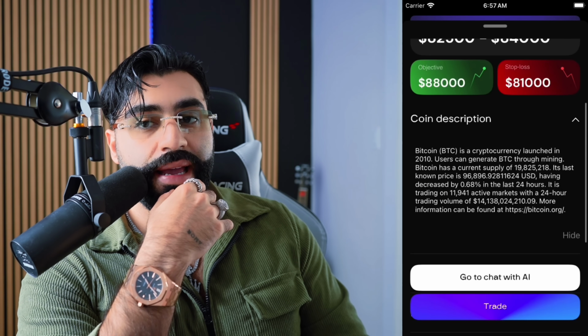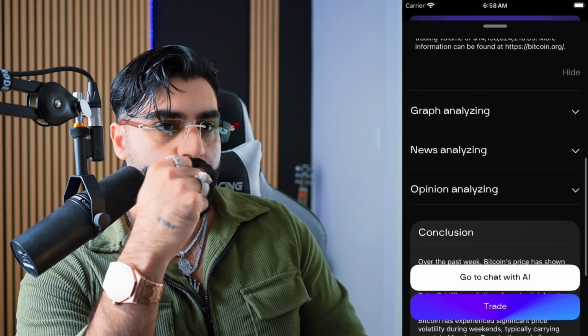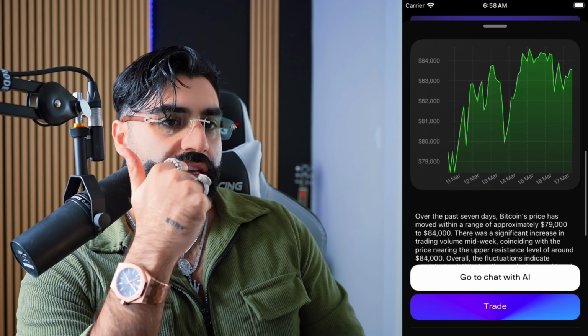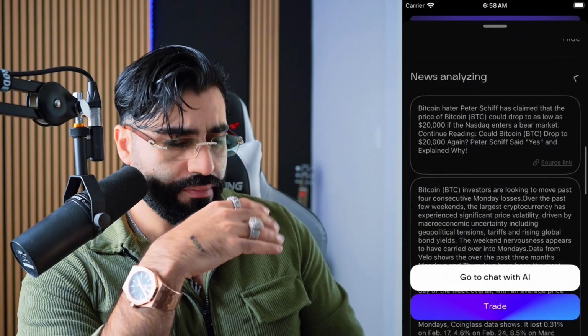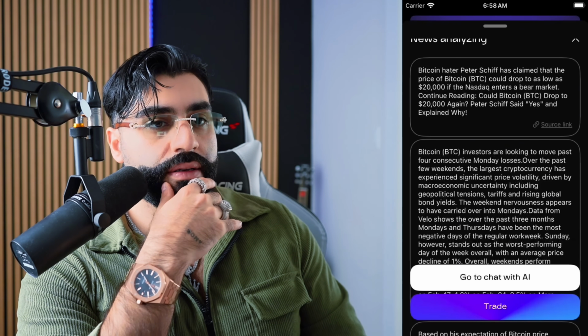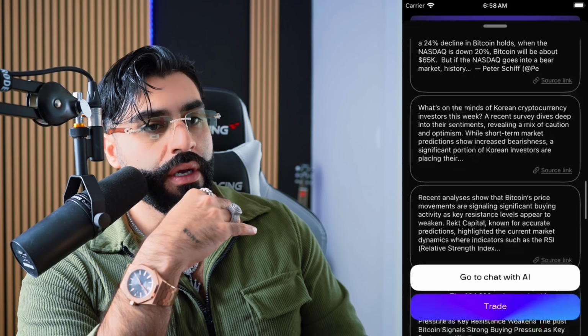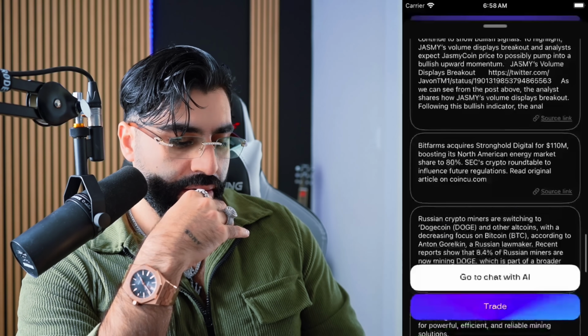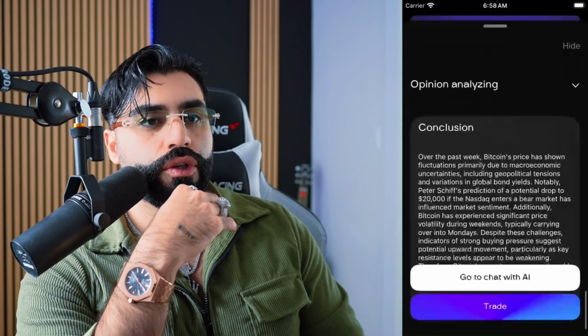And you can chat with the AI, you can trade live right there. But basically it's going to give you guys the graph analyzing, the news analyzing. Obviously it goes across. Using the power of AI is absolutely incredible, by the way. It goes across the entire world just to get you guys these news outlets. Has the source link. Holy smokes. And it gives you guys a full conclusion.